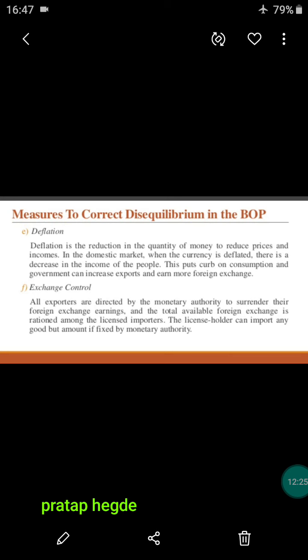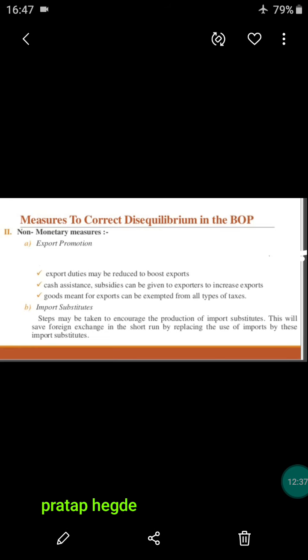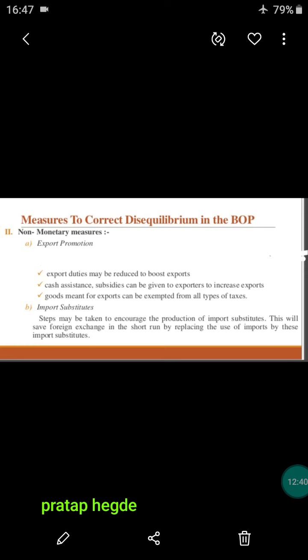So all these measures are monetary measures to correct the disequilibrium, or mostly in order to reduce the deficit in the balance of payment. Now we will study about the non-monetary measures by the government. The first one is export promotion. By reducing the export duties, we can boost the exports. By reducing taxes on the exports, we can increase the amount of exports to the other countries.